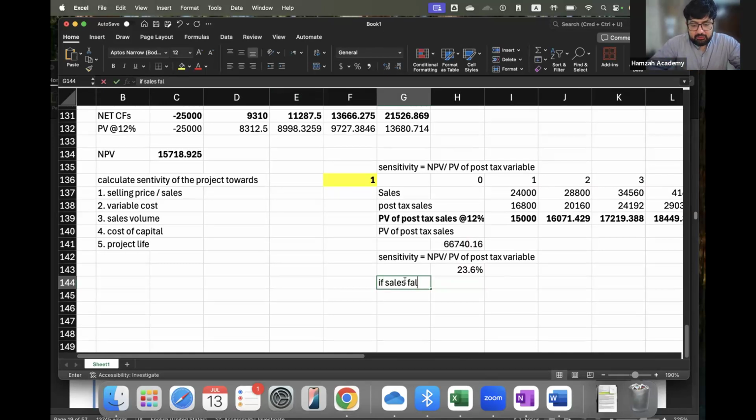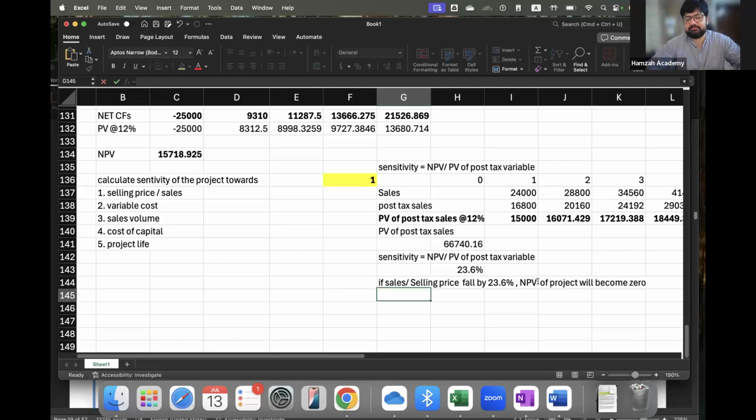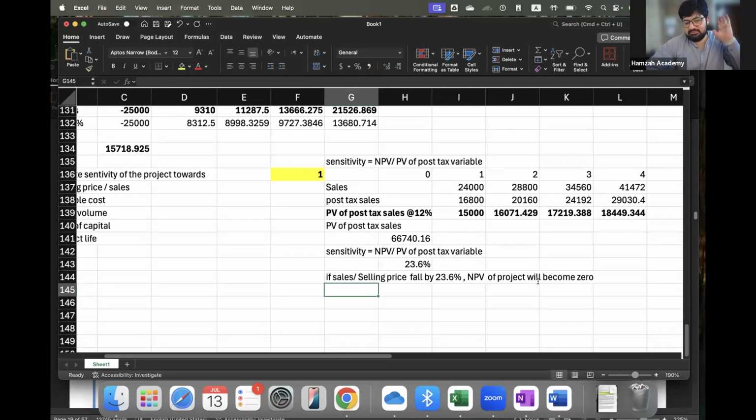If sales fall by 23.6%, NPV, sales or selling price? Sales or selling price. NPV of project will become 0. So in other words, this is margin of safety as well. How much safe you are. Which variable is critical? Where their small change may make NPV 0.